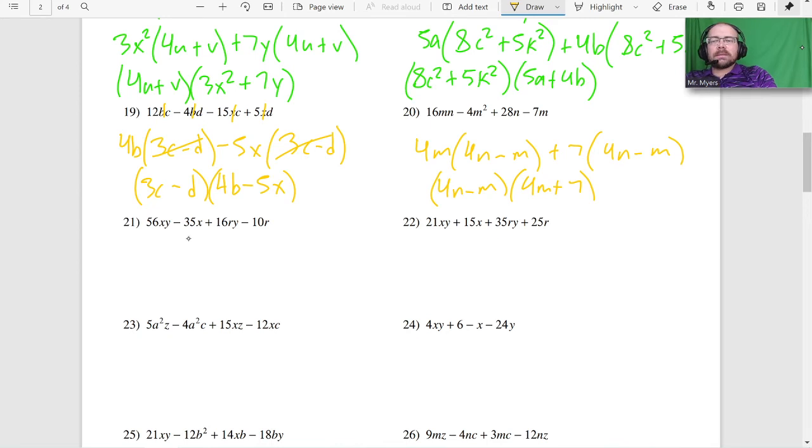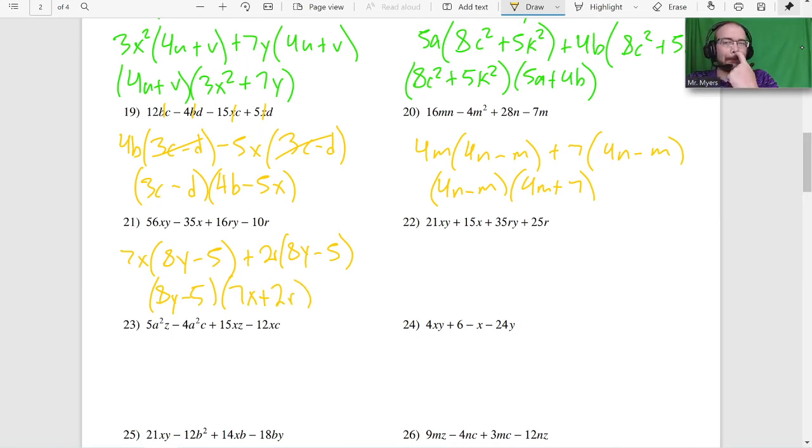All right, let's do it again. Keep the same color this time. 7. 8y minus 5 plus 2r. 8y minus 5. There we go. All right, 8y minus 5, 7x plus 2r. Awesome sauce. Okay, do it again.